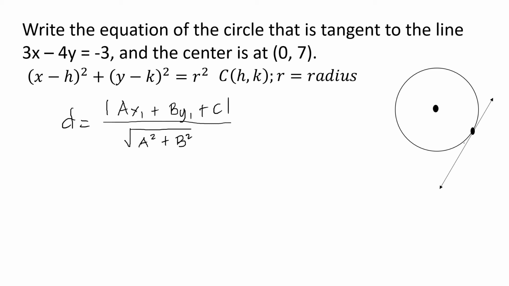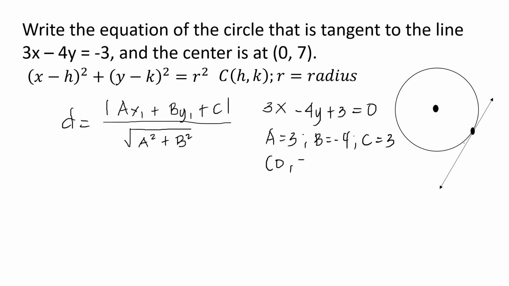In here, the equation of the tangent line is the given line, so we have 3x minus 4y plus 3 equals 0, where a is equal to 3, b is equal to negative 4, and c is equal to 3. And the coordinates of the center, that is (0, 7), is the given point, that is x sub 1, y sub 1.